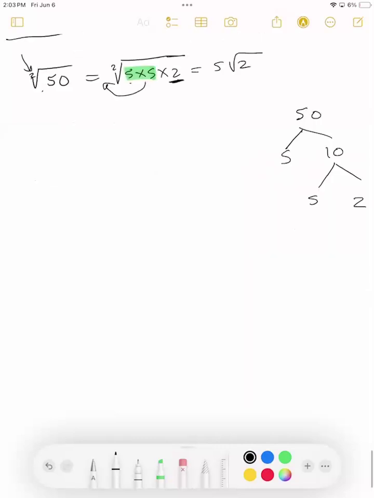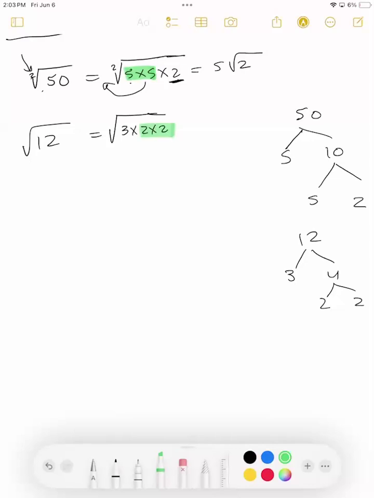So let's practice. How about the square root of 12? 12 is made out of 3 and 4. 4 is 2 and 2. So you write 12 as 3, 2, and 2. Do you see you're looking for the square root? So you have 2 2s. It comes out as 1 2. And then the 3 stays under.